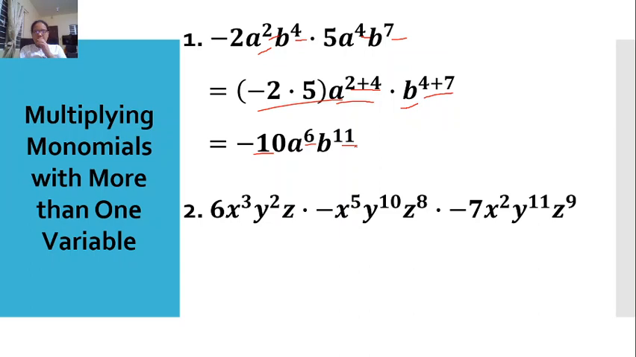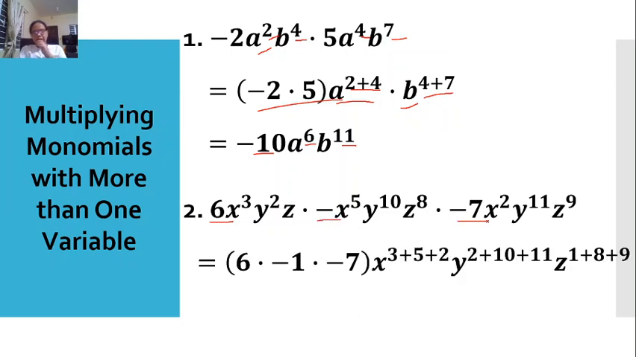6x cubed y squared z times negative x to the fifth y to the 10th z raised to 8 times negative 7x squared y to 11th z to the 9th. So what we have to do is to multiply the numerical coefficients here. The first is 6, then we have negative 1, and then negative 7. And then add the exponents for each variable.